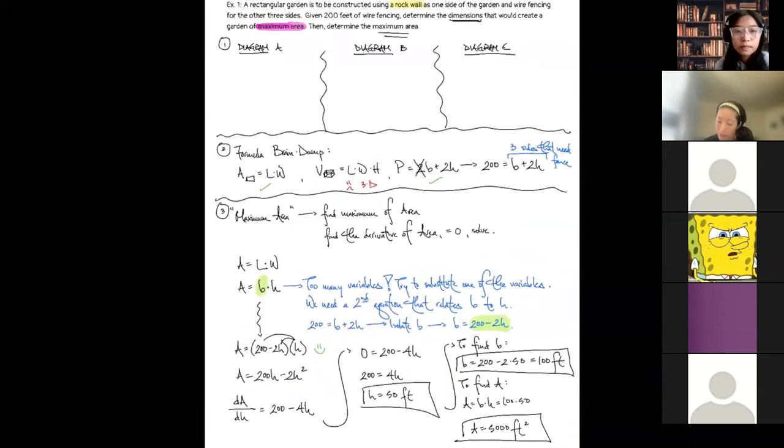So I will put the diagrams back in when I post the notes, but we started with some diagrams. We did a formula brain dump, and then we thought very carefully about what the question was asking for, connected that to the concept. So find the maximum of area was our concept, and then we connected it to the procedure. Find the derivative, set it equal to 0, solve. Okay.